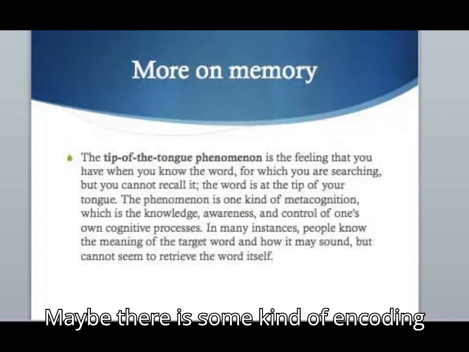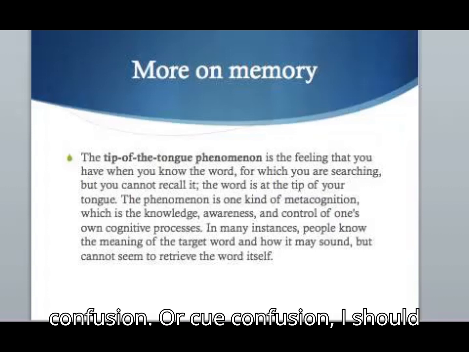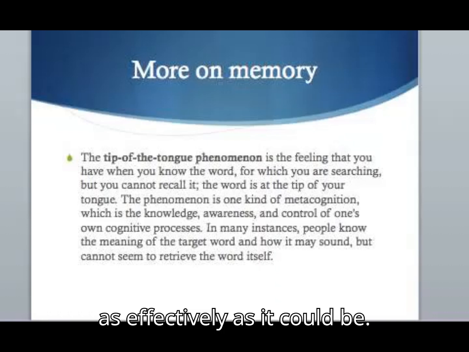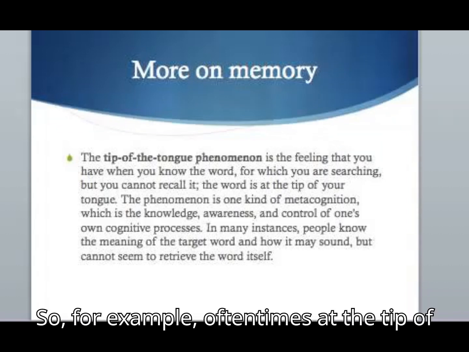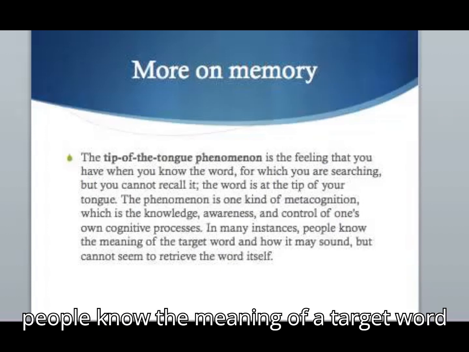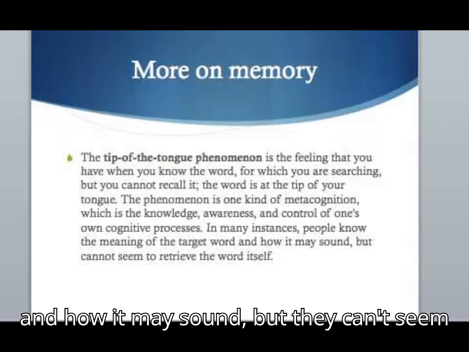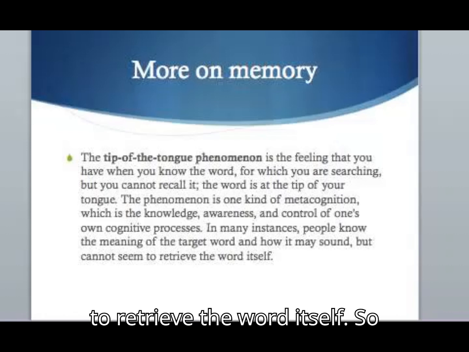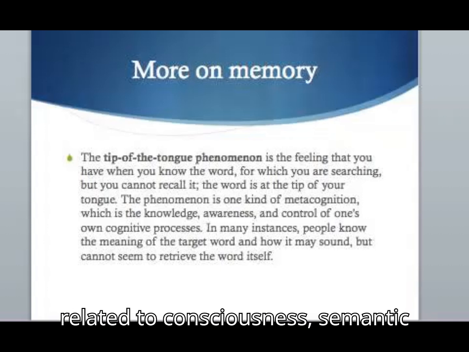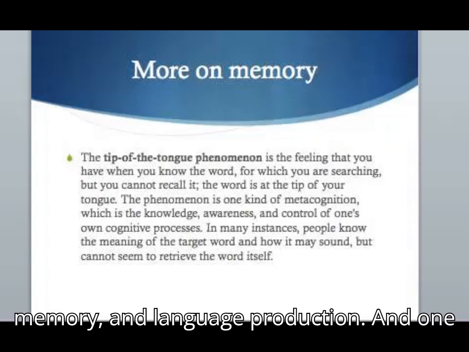Maybe there is some kind of encoding confusion, or cue confusion, I should say. Maybe the memory wasn't stored as effectively as it could be. So, for example, oftentimes with the tip of the tongue phenomenon, people know the meaning of a target word and how it may sound, but they can't seem to retrieve the word itself. So the tip of the tongue phenomenon is related to consciousness, semantic memory, and language production.